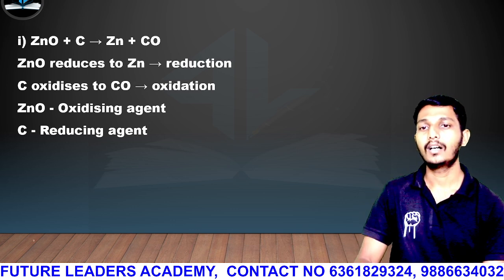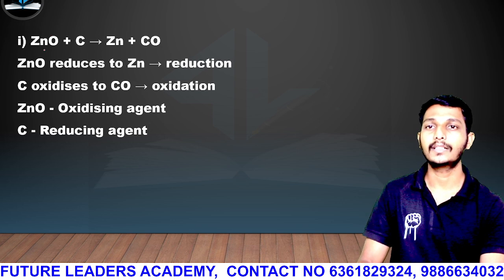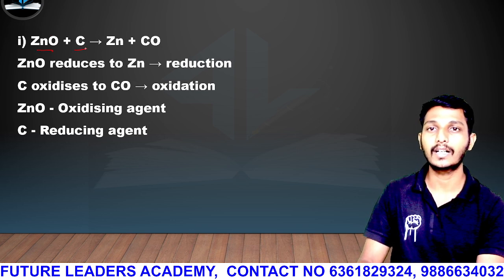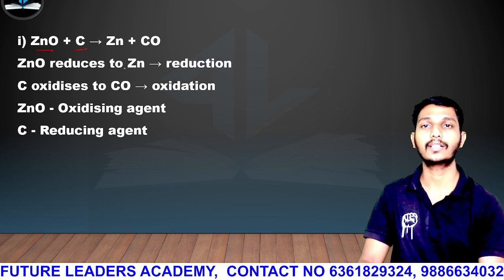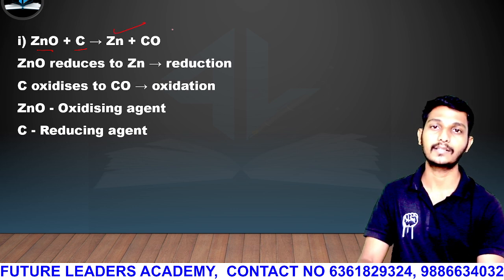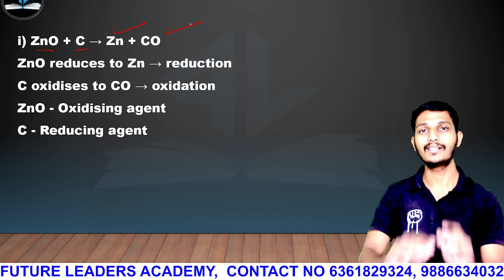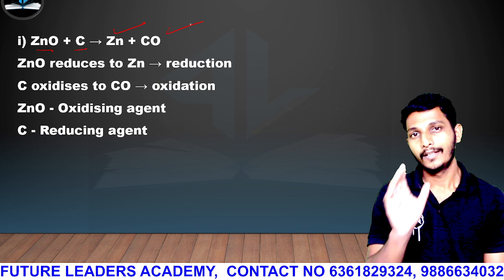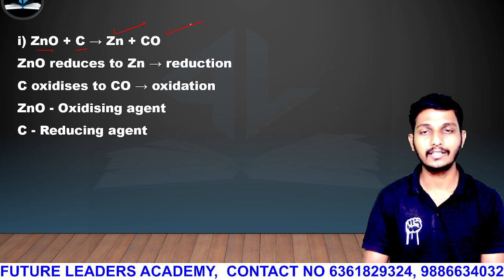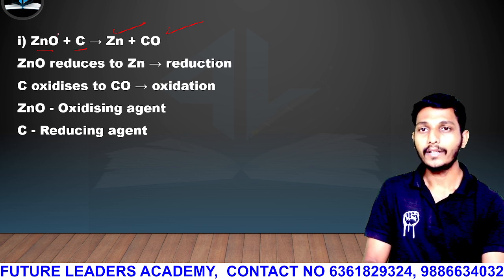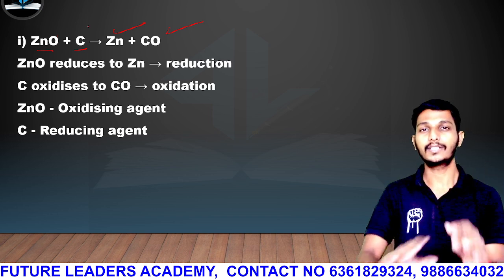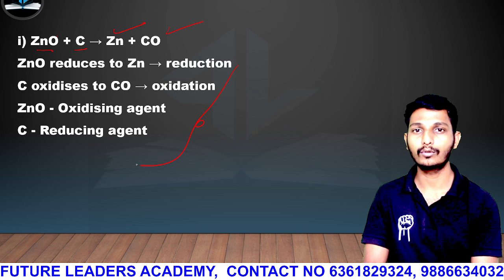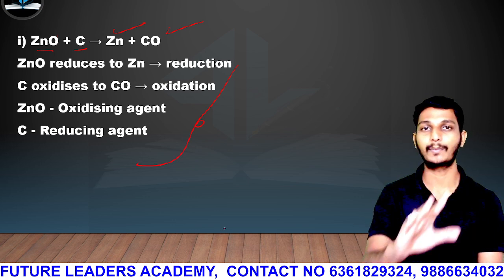See guys, one of the best examples: zinc oxide is reacting with the carbon. Zinc oxide is reacting with the carbon and it forms zinc plus carbon monoxide. So here what we have to understand is which one is reducing and which one is oxidizing. Everything I have mentioned here. I know you will understand by reading, but I have to explain this now.